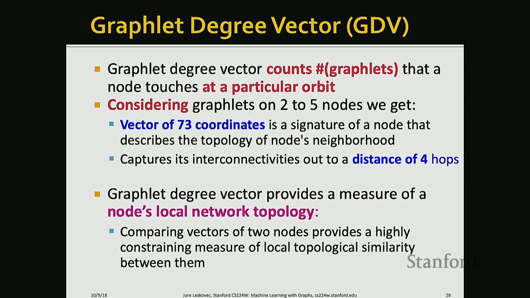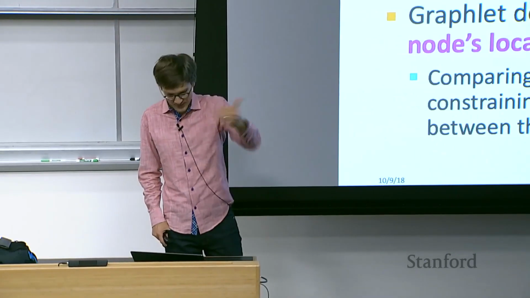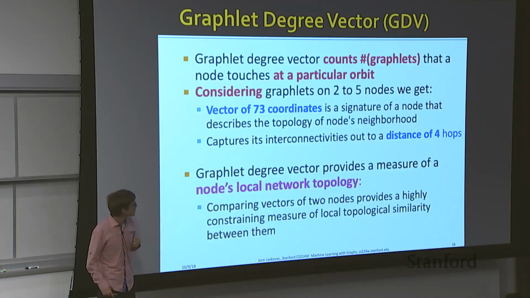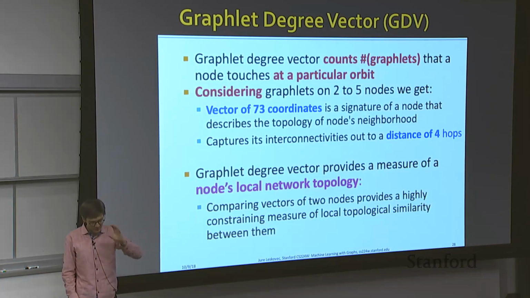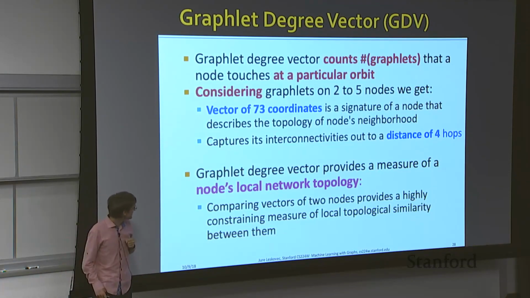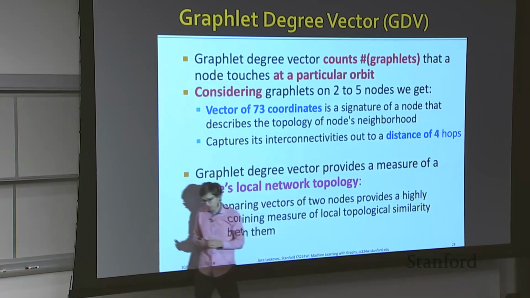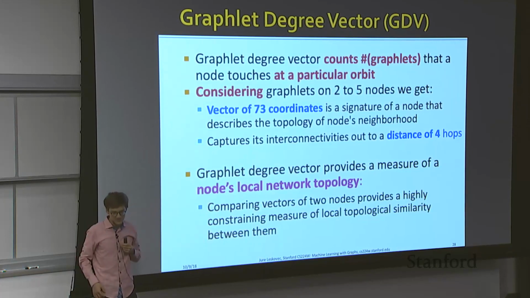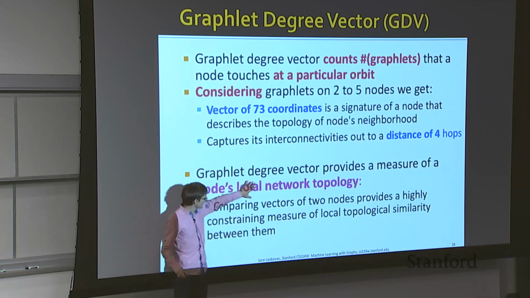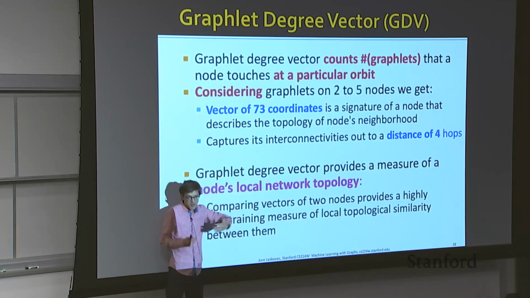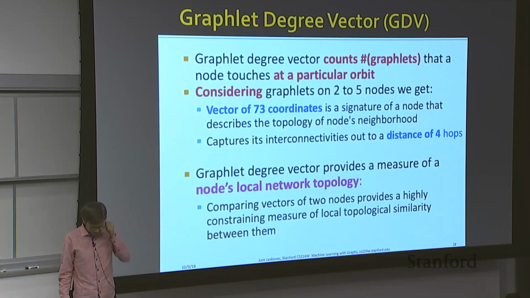Which means that every node gets described with 73 coordinates, or with a vector of 73 numbers, and this is a signature that essentially tells me in what graphlet, at what orbit, does a given node participate. This means that we are essentially describing the structure of the network around the node up to 4 hops away. Essentially, this graphlet degree vector provides us a measure or characterization of nodes' local network topology.